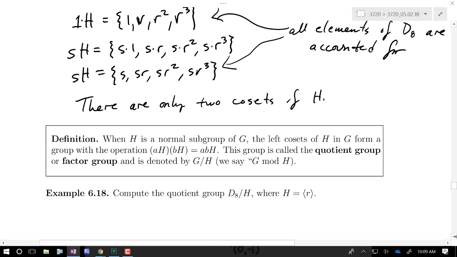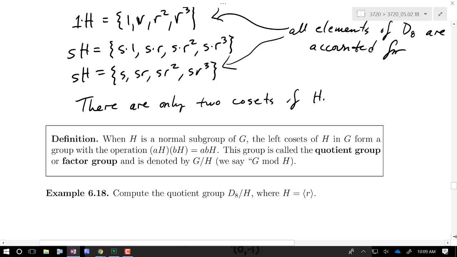We've now just computed the left cosets of H. If H is a normal subgroup, then the left cosets form a group of their own. There are two left cosets. So when we say that the left cosets form a group, we're saying that the 1 coset and the S coset themselves are a group of order 2, right?